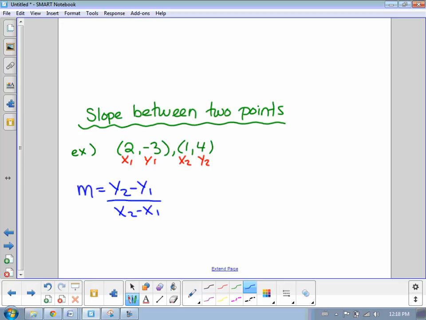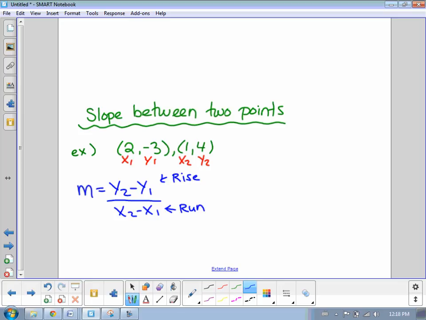This formula matches with the idea of rise over run because y2 minus y1 is the difference in the y values, which gives you the rise. And x2 minus x1 gives you the difference in the x values, which is the run. So hopefully you can see that it's the same thing we were doing before. It's just a different method of getting our answer.